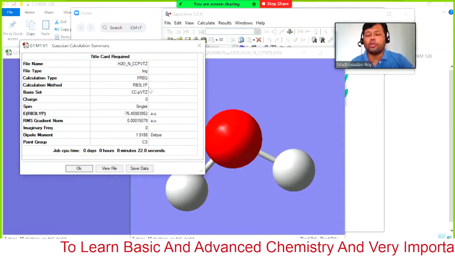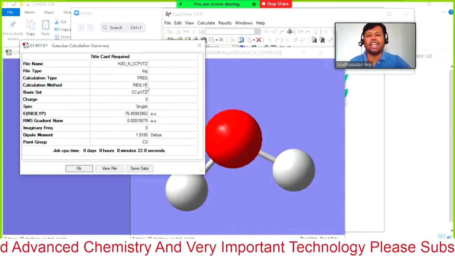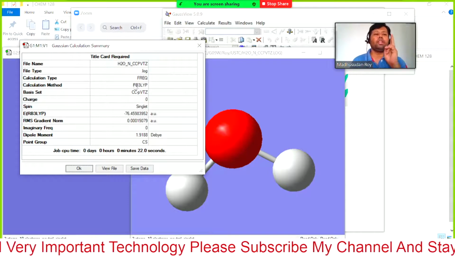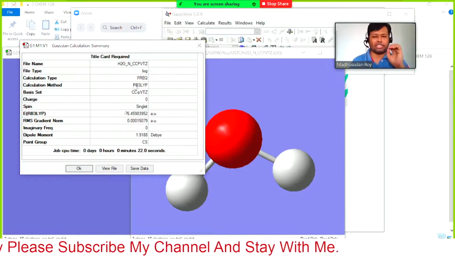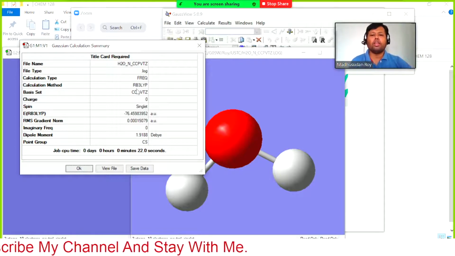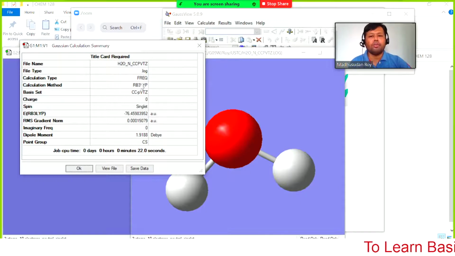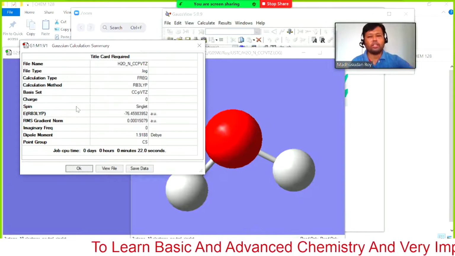Calculation method: what method have we used? We have given B3LYP, and this is R. That means there are two different types of calculation we can perform, one restricted and another unrestricted. For this molecule it is taking restricted by default. Basis set: what functions have we given? CCPBTG, this is the name, and it is showing the function. Charge we have given 0, and spin is singlet, which it has taken by default.